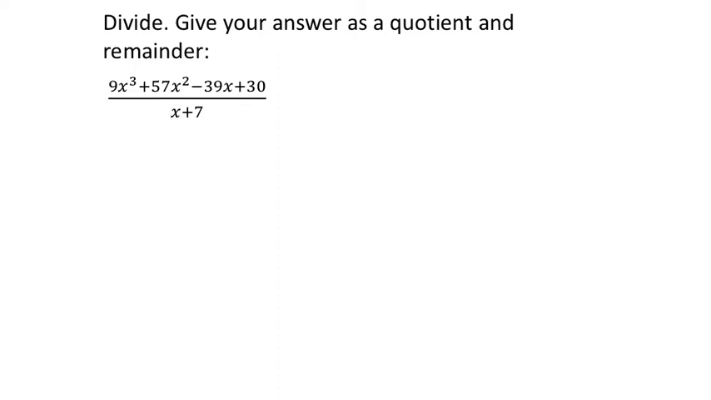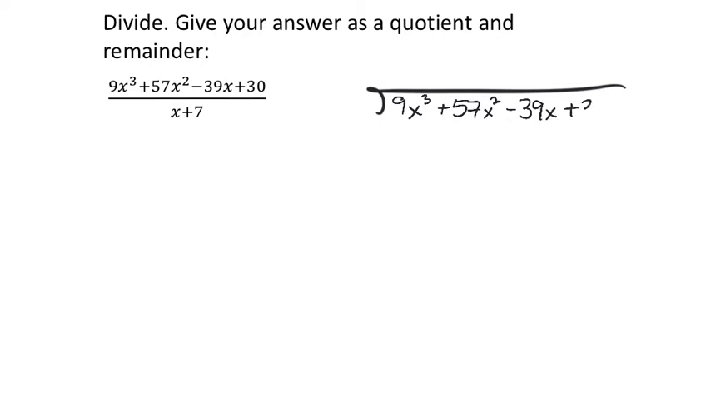So this one, let's go ahead and set this up. I'm going to see if I can do this decently. That's not my worst, so I'm going to keep it. So my numerator goes inside my long division symbol: 9x to the power of 3 plus 57x to the power of 2. By the way, this one's already set up in descending order for us. Thank you for that. Minus 39x plus 30. And this is being divided by x plus 7.